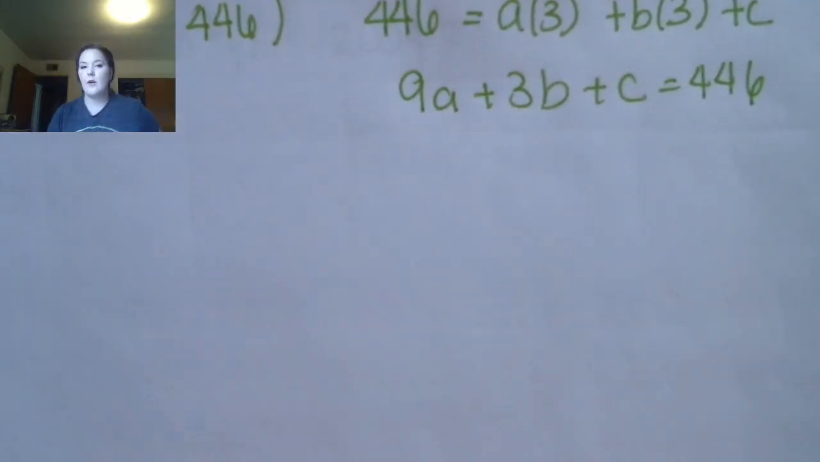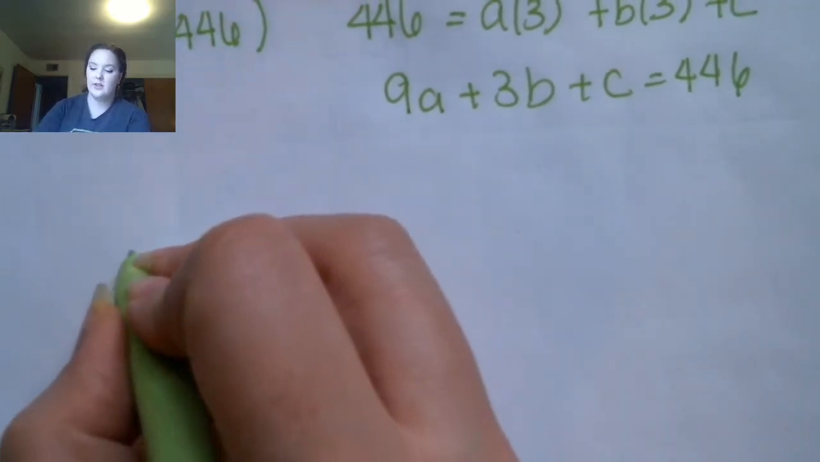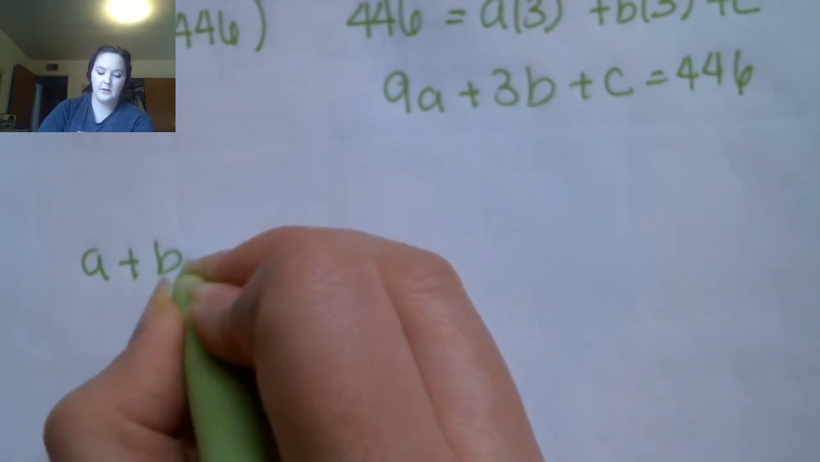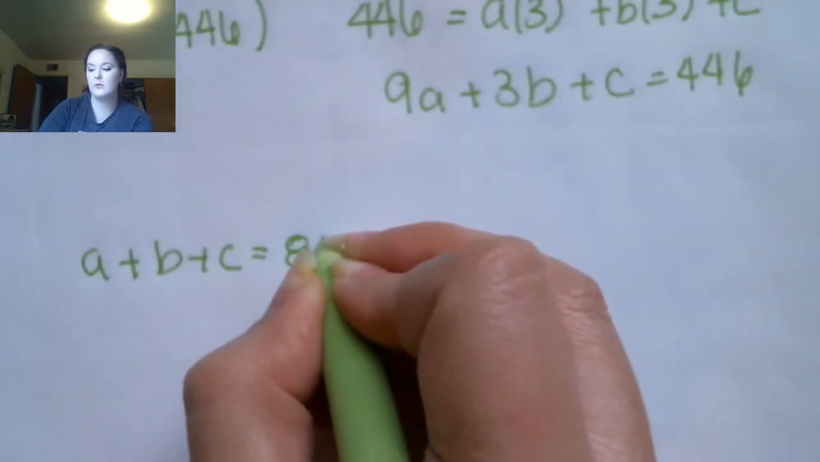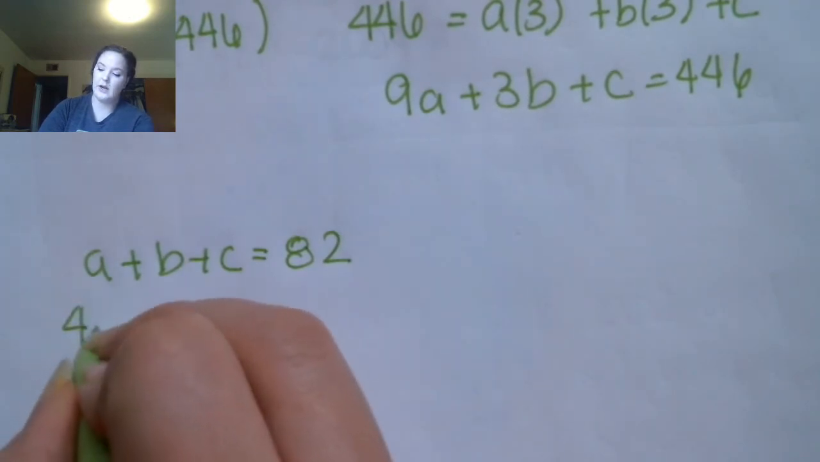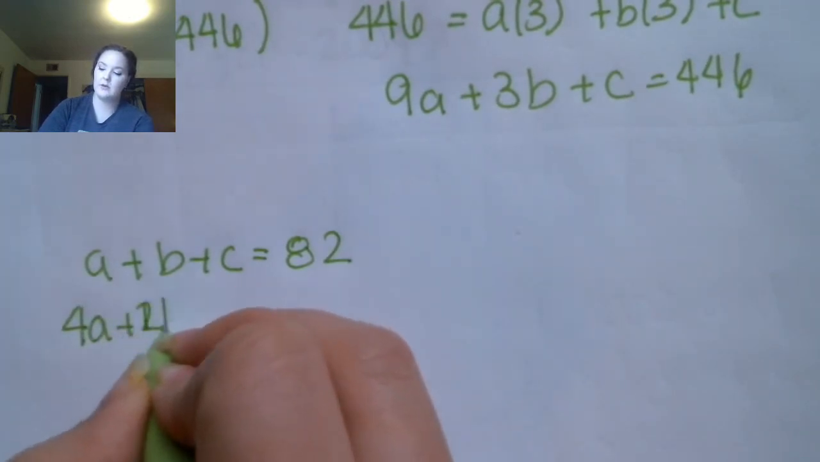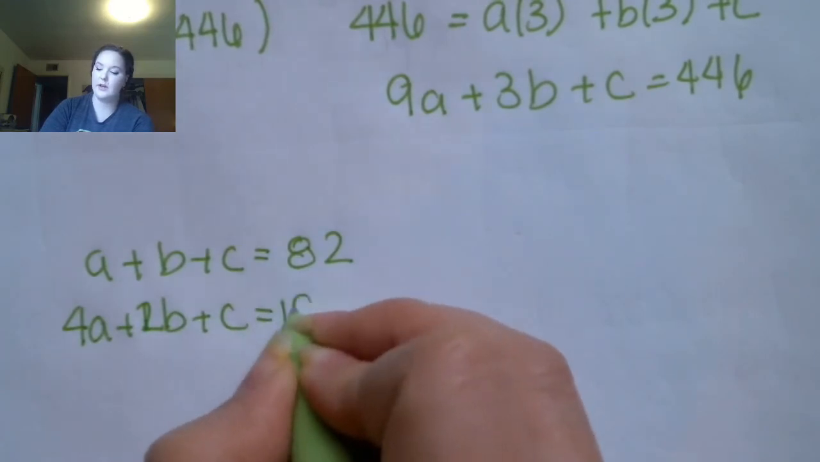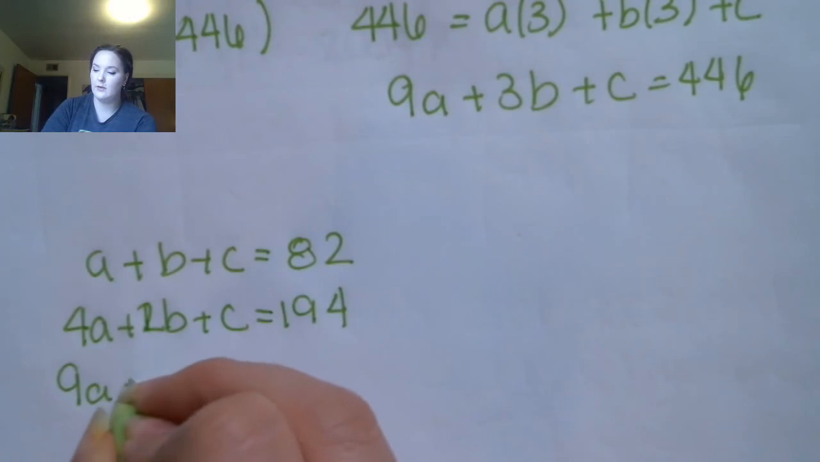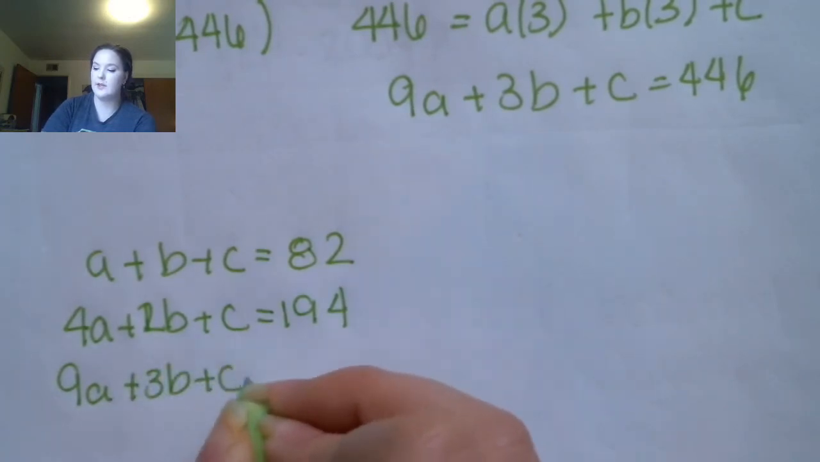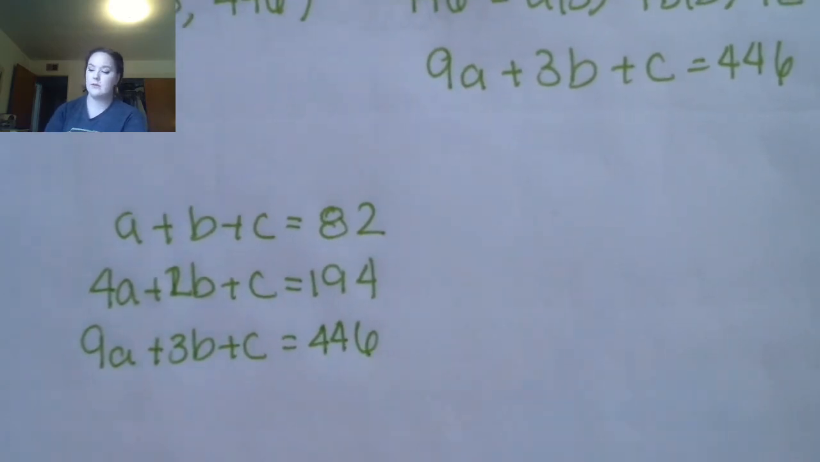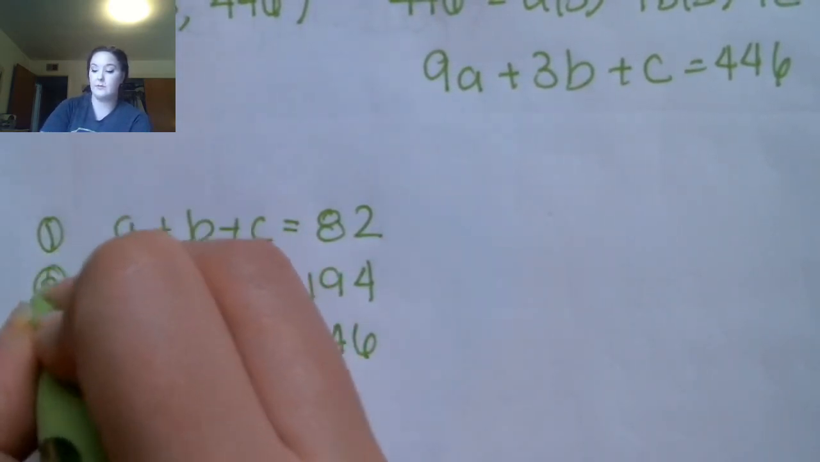Okay, so now I'm going to gather all of my equations together. Okay, so I had a plus b plus c equals 82. Okay, then I had 4a plus 2b plus c equals 194. Okay, and then I had 9a plus 3b plus c equals 446. Okay, so I'm just going to number my equations.